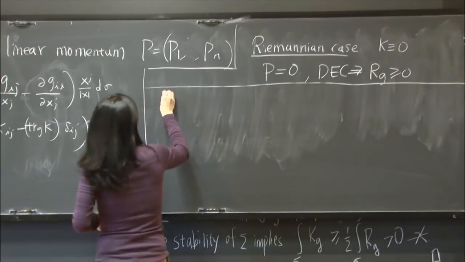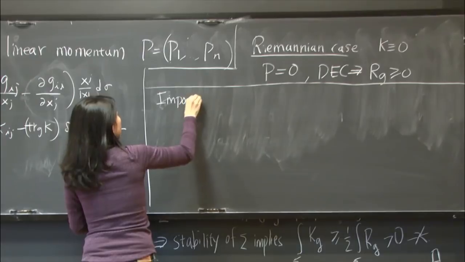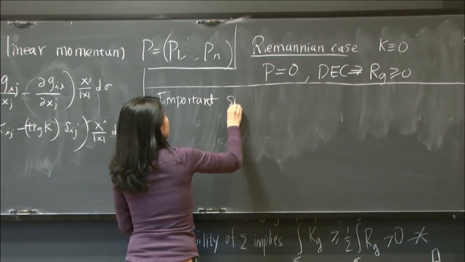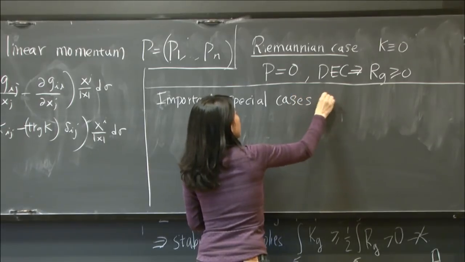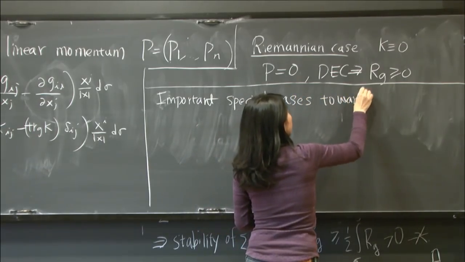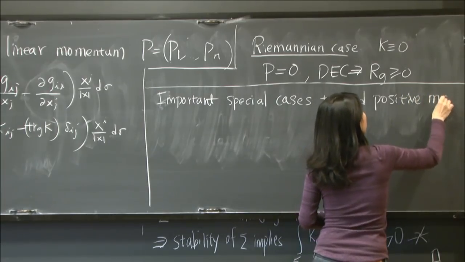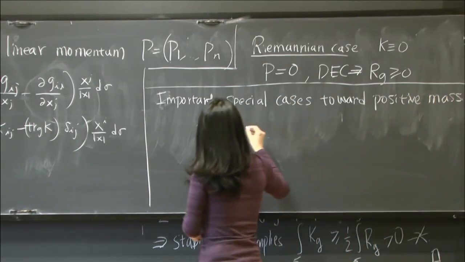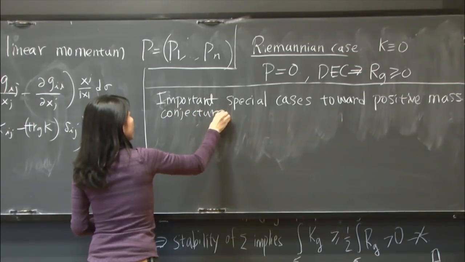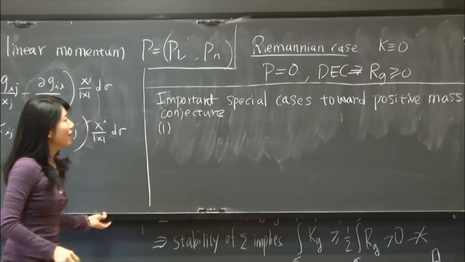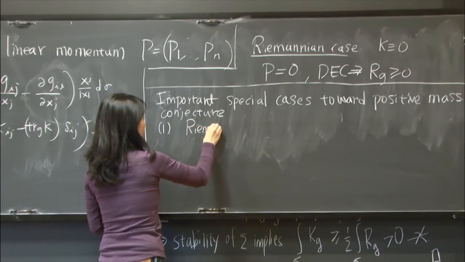All right, so there are some important special cases. So the first one is the Riemannian case. So this was solved by Schoen and Yau.